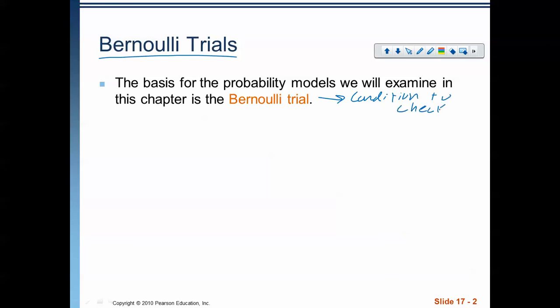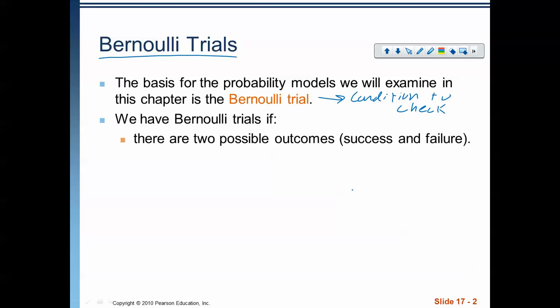So this is a condition to check. When reading a particular problem, we want to check: is this a Bernoulli trial? Because if something is a Bernoulli trial, that means we can take that situation and apply it to one of these geometric or binomial situations. A Bernoulli trial has three assumptions that have to be met.